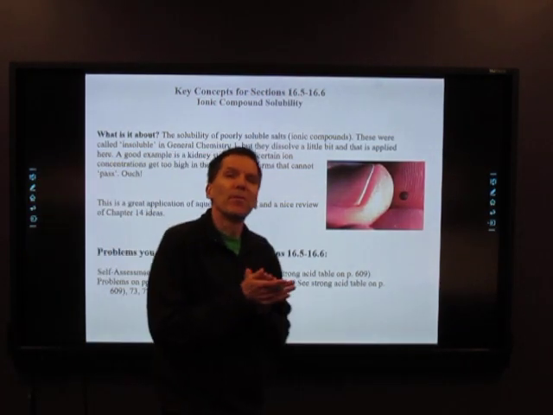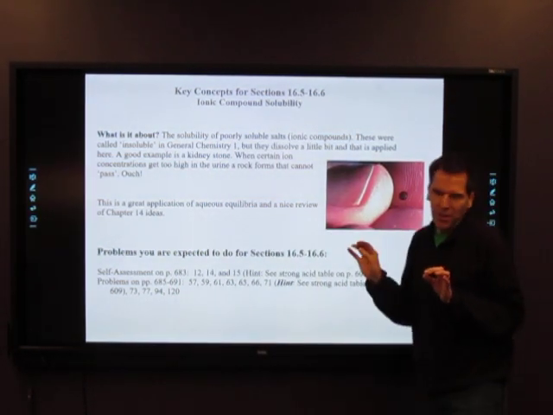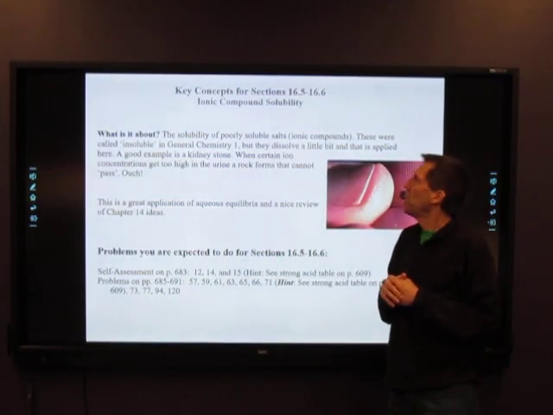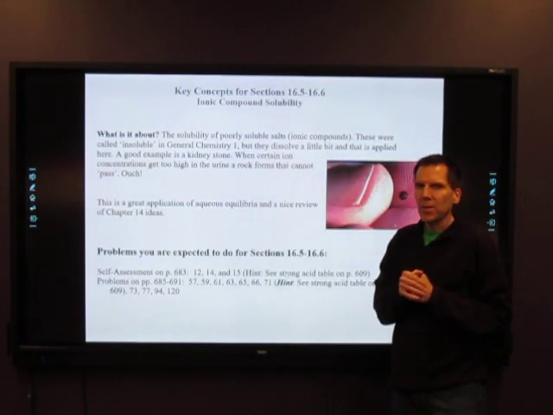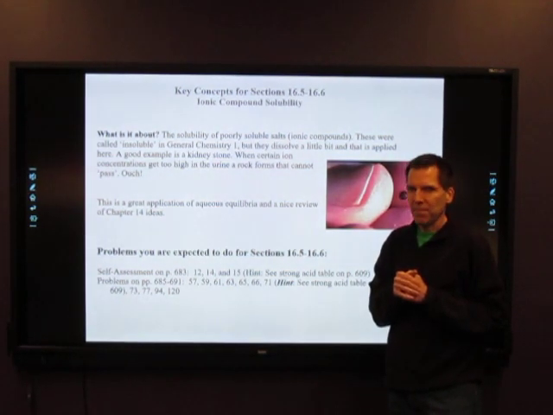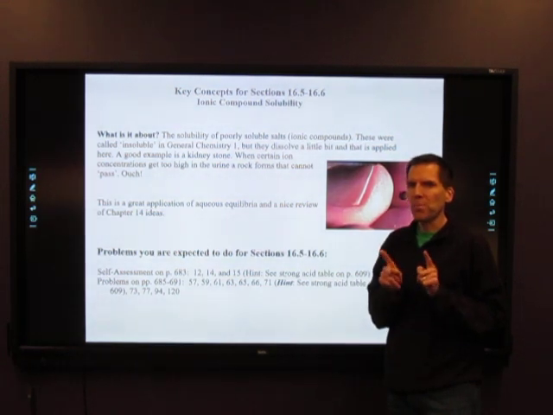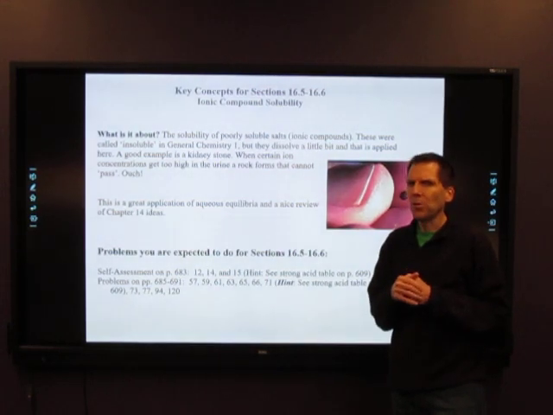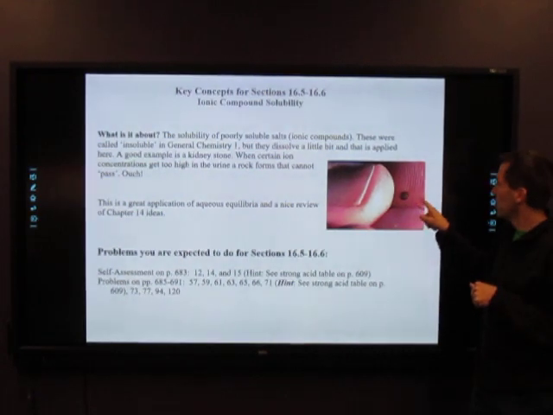So the first material we're going to cover is actually part of chapter 16. The early part of 16 was on buffers that we did right before break, but this material is just a couple sections, and it's about Ksp. The sp, as you'll see, stands for solubility product, and it describes compounds that don't dissolve very well. Here's an example of something that doesn't dissolve well. That's a picture of a kidney stone.